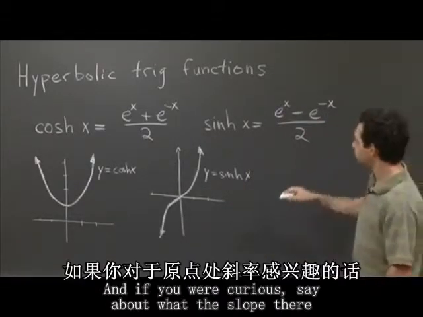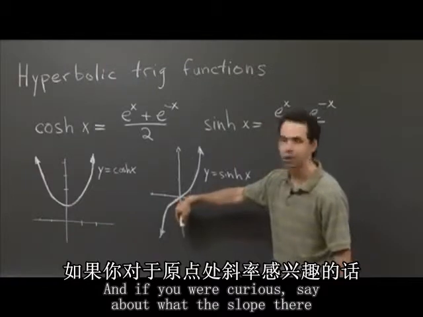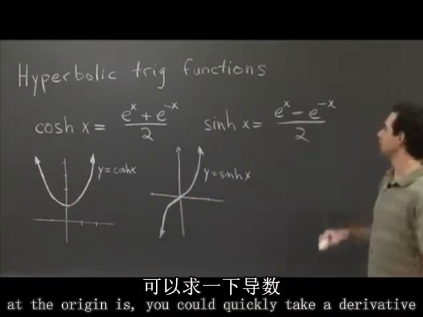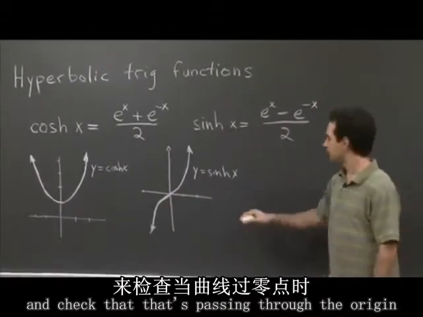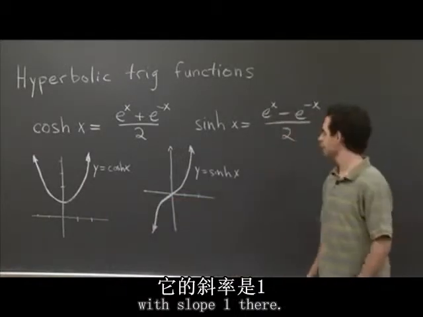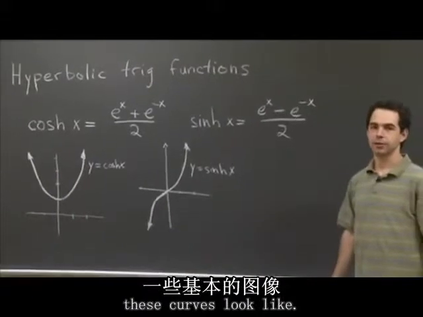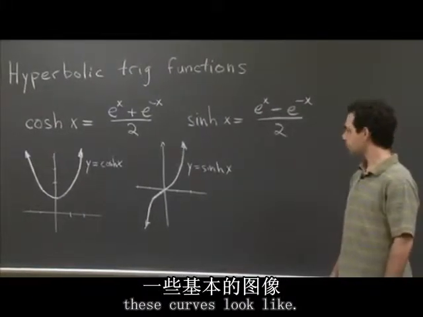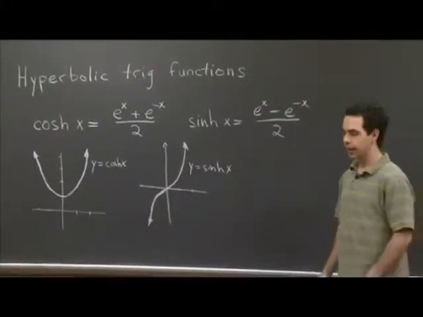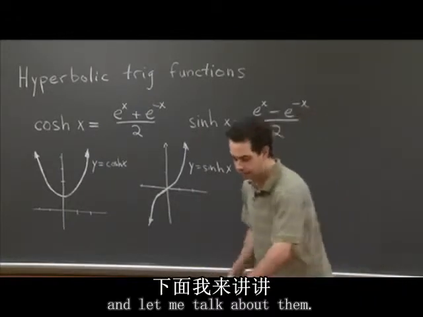And if you were curious, say, about what the slope there at the origin is, you could quickly take a derivative and check that it's passing through the origin with slope 1. Okay, so this is a sort of basic picture of what these curves look like. They have some nice properties, and let me talk about them.